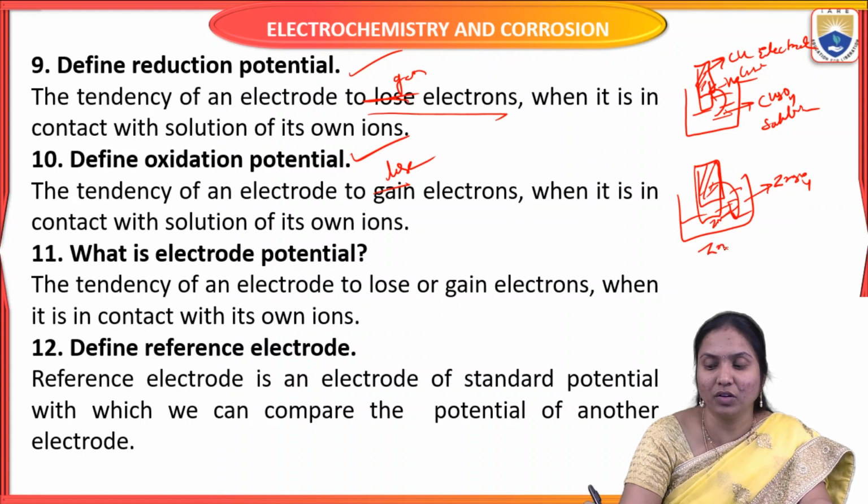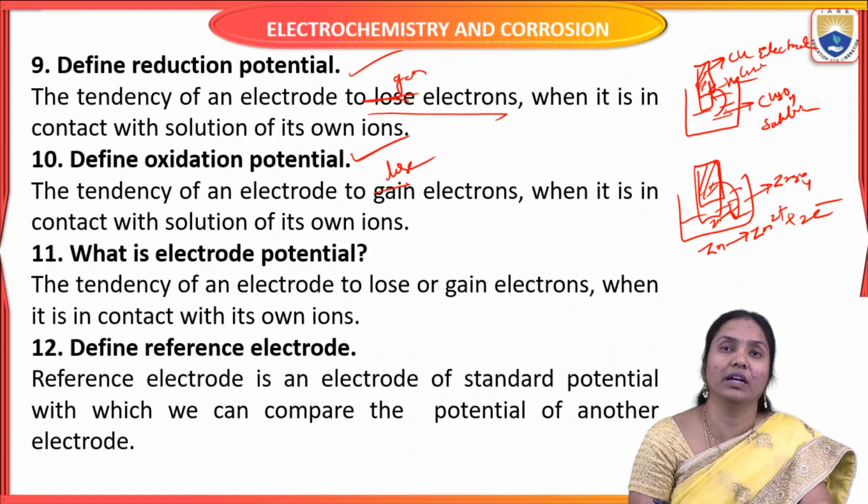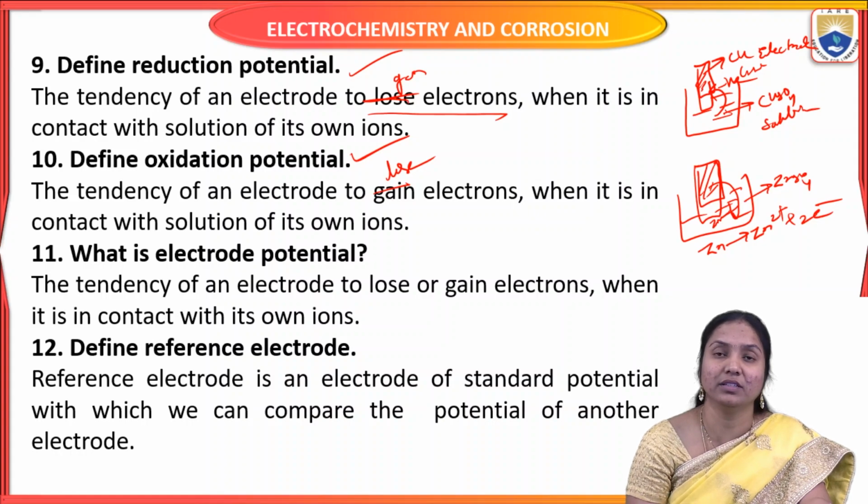So zinc undergoes oxidation, with loss of 2 electrons. In this case, it develops oxidation potential. The tendency of an electrode to lose electrons when it is in contact with a solution of its own ions is called oxidation potential. But reduction potential is when we dip the electrode in its own salt solution, so the electrode gains electrons. In this case, it develops reduction potential.